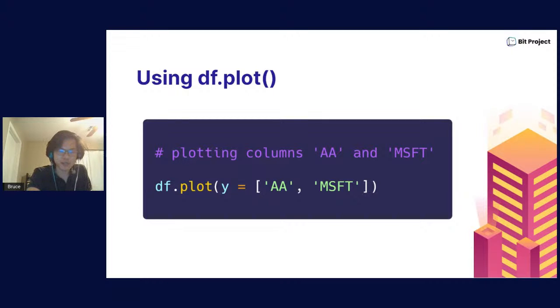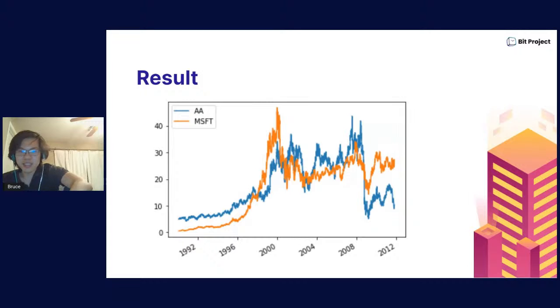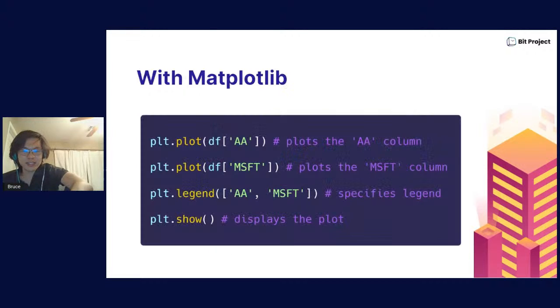So what you have to do is put the different names of the columns into a list and say y is equal to that list. In this case, we want to be plotting the columns for American Airlines and Microsoft. So we put American Airlines and Microsoft, or at least their column headers, into a list and say y is equal to that. And when we do this, we get these nice two lines in this line plot.